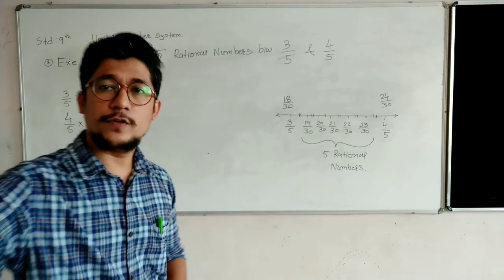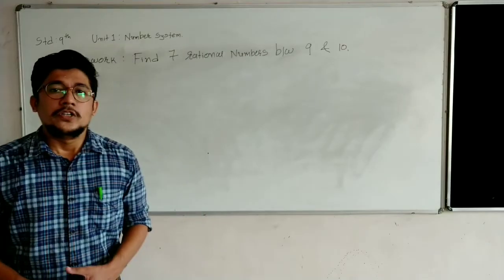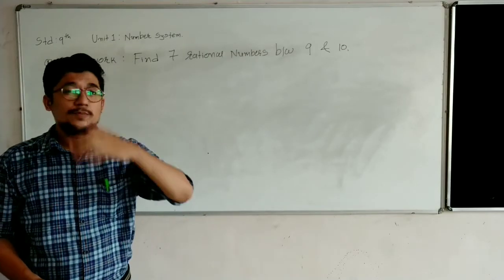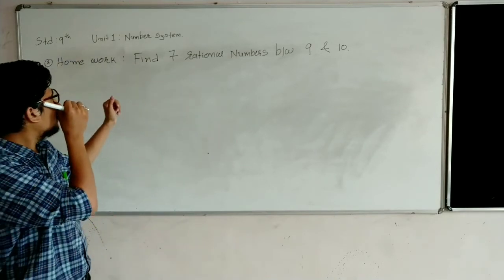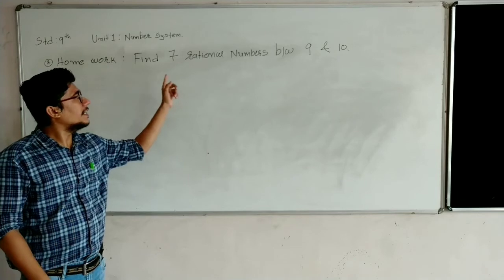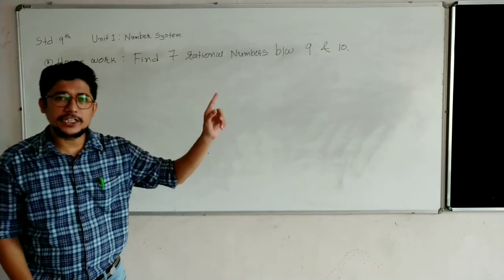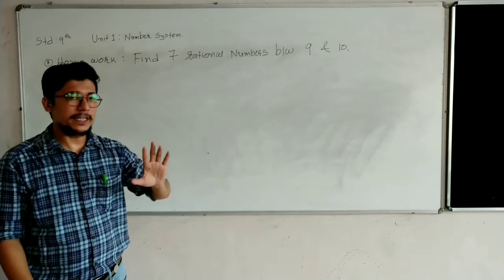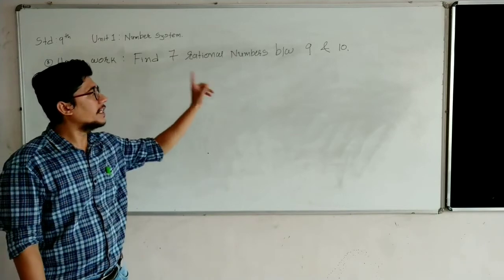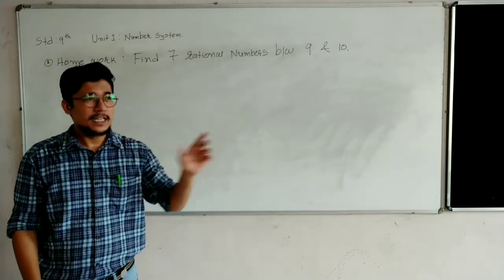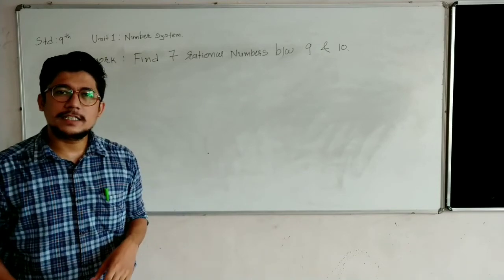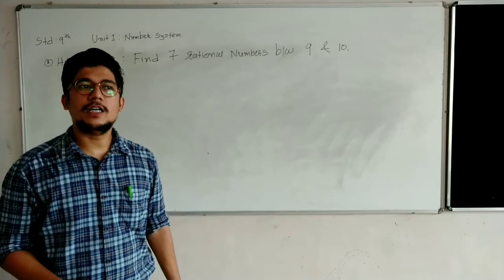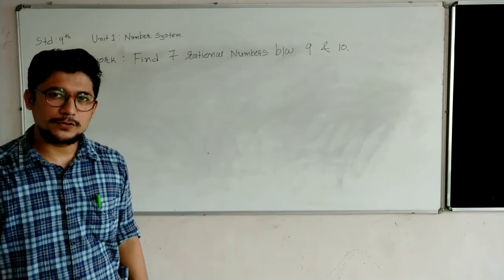Okay, so pause the video for the next problem. So note this problem down. This problem will be homework for you. The question is: find 7 rational numbers between 9 and 10. I am repeating the question. Find 7 rational numbers between 9 and 10. This will be for exercise purpose, practice purpose. Find your answers and give your answers in the comments. I will verify and give you the answer.